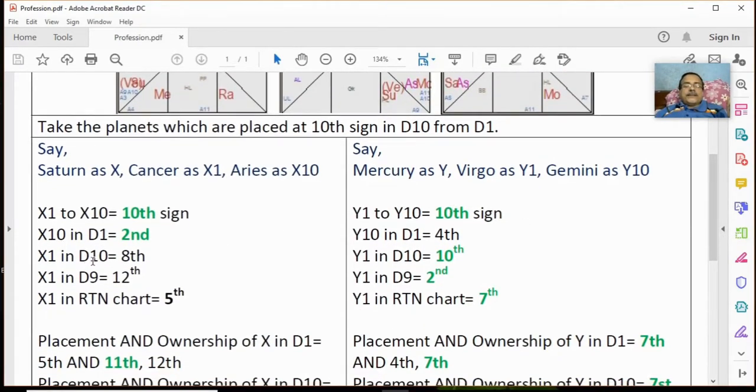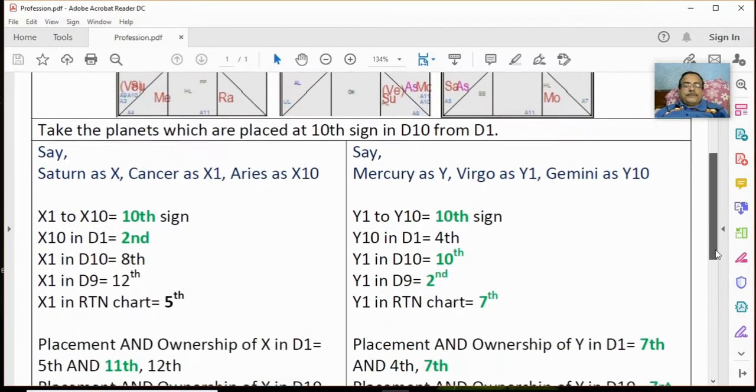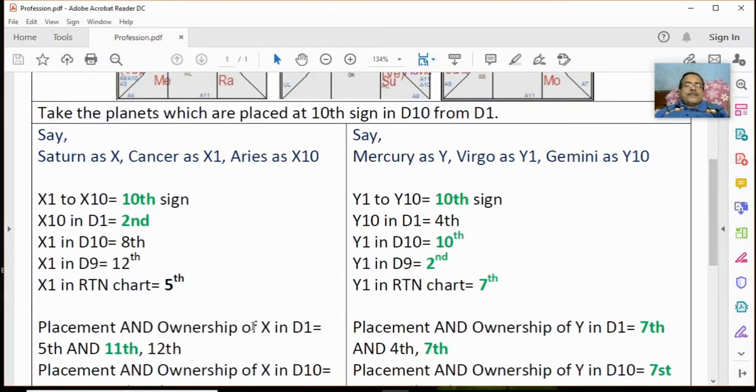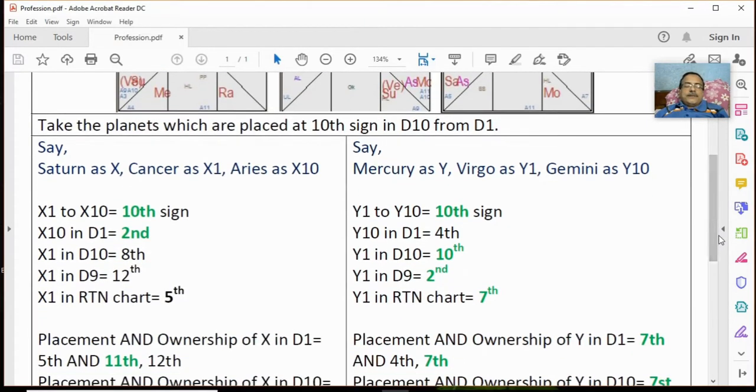X1 in D10. What is X1? Cancer. Cancer in D10 is the 8th sign. X1 in D9, Cancer in D9, is the 12th sign. Please follow my cursor. X1 in the RTN chart is the 5th sign.